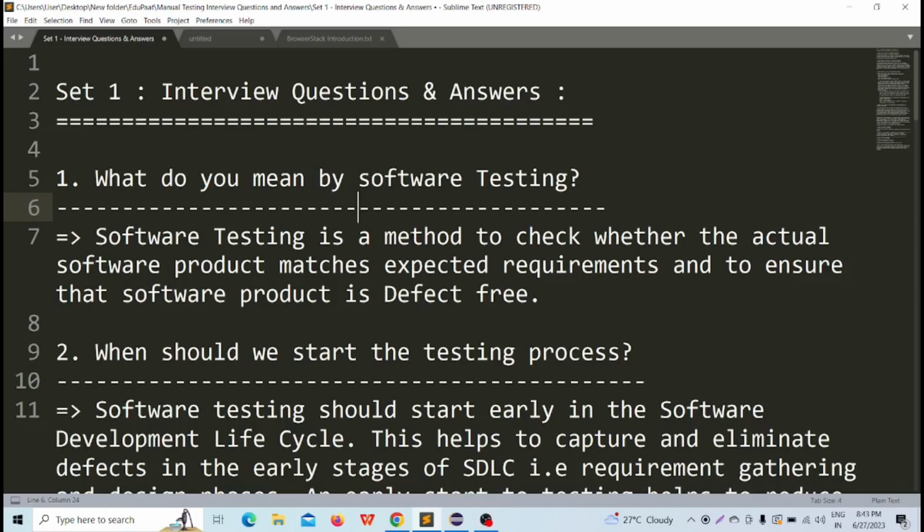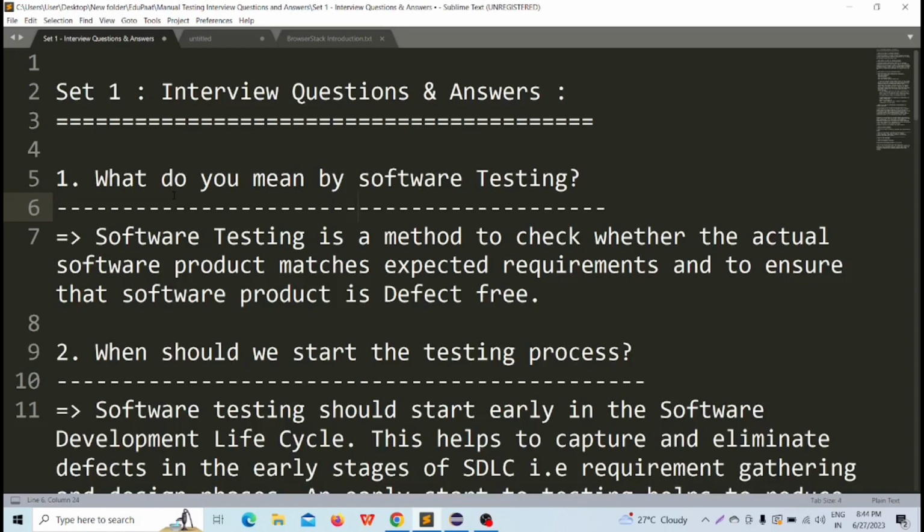Okay, so the first question is: what do you mean by software testing? As you know, software testing means whenever we are testing any software. Now, how are we going to test any software? What is the basic thing that needs to be satisfied? The basic thing is that the customer has given some requirement and we have to fulfill that requirement, meaning our expected result should be equal to the actual result. That is software testing.